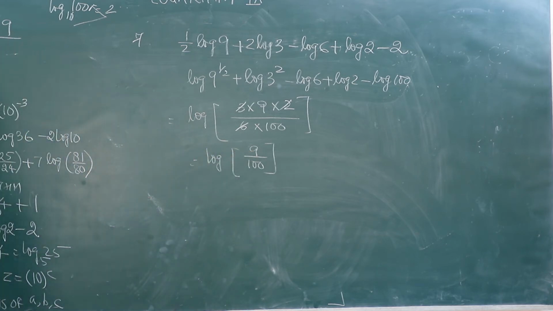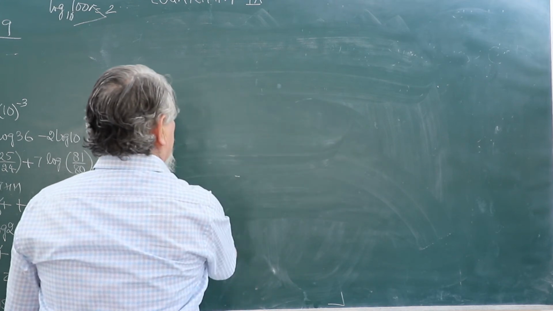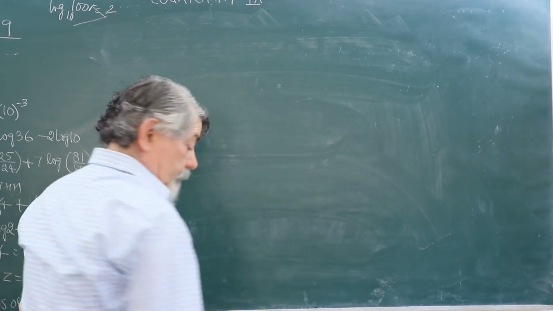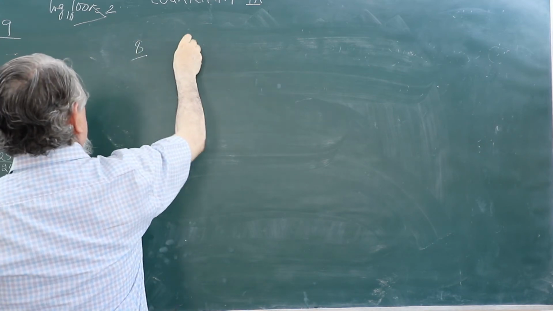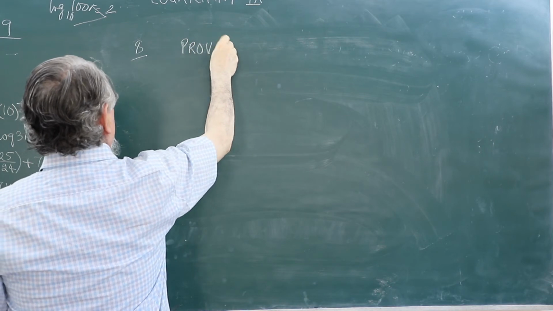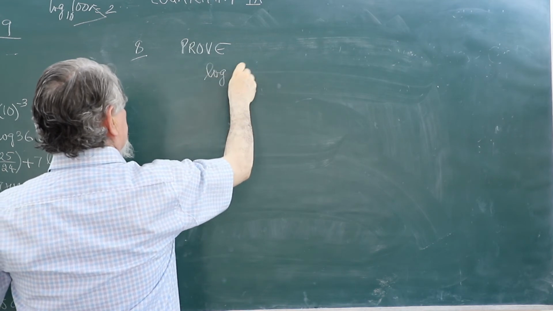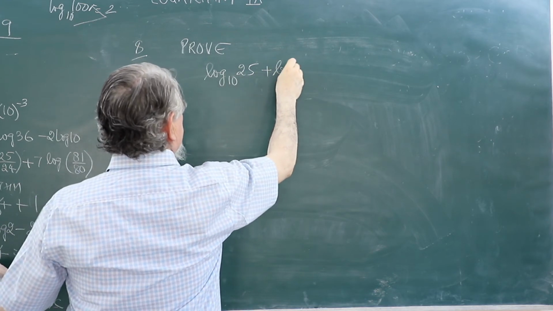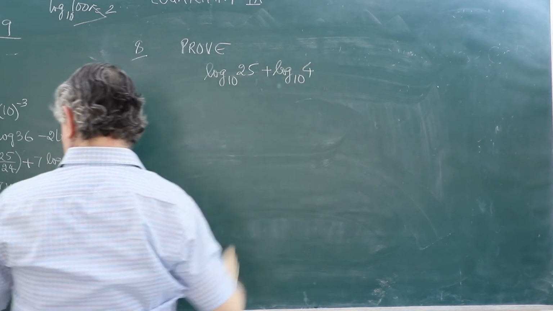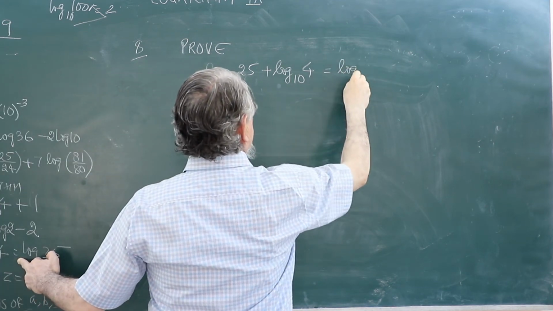Now let us see question number 8. He says, prove this is equal to this. Question number 8 is prove. What is to be proved? He said log 25 to the base 10 plus log 4 to the base 10 is equal to log 25 to the base 5.